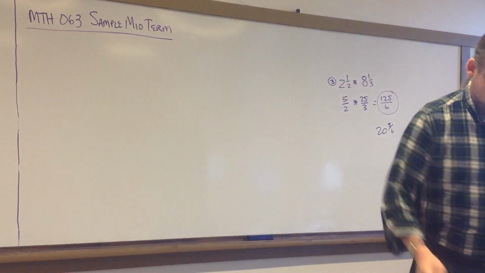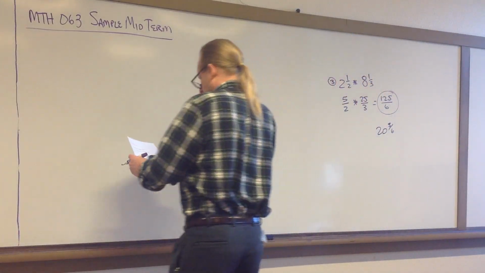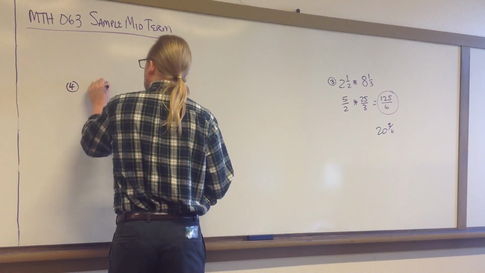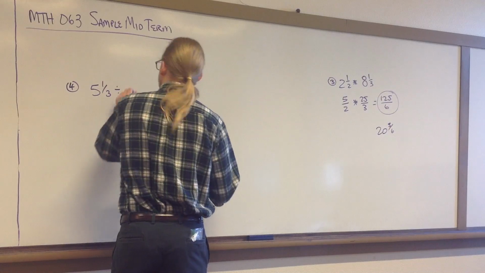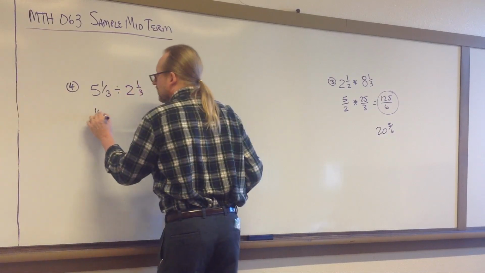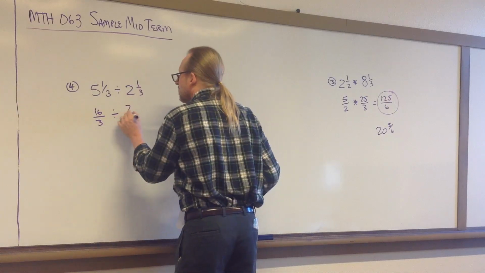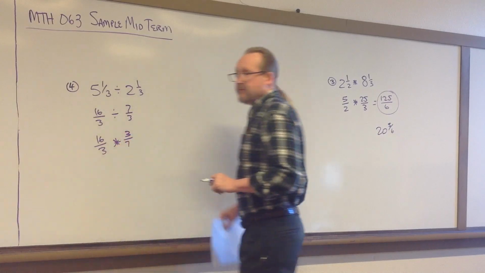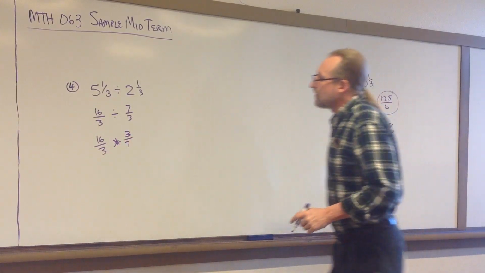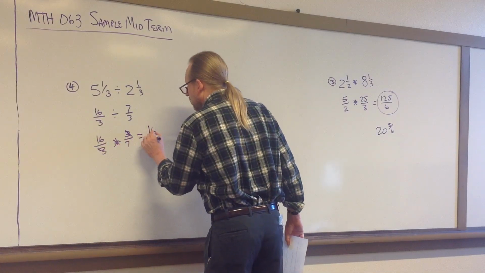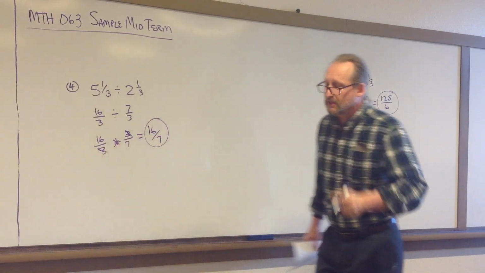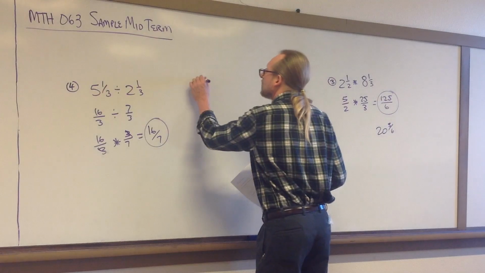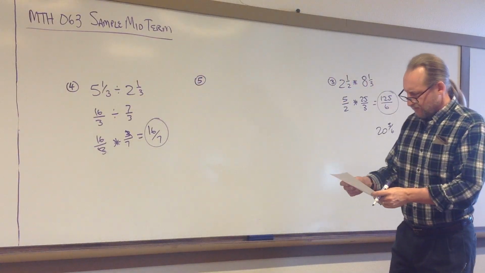All right, problem 4. These are division problems here. So 5 1/3 divided by 2 1/3. So this is 16/3 divided by 7/3. And if we want to divide by a fraction, then we need to multiply by the reciprocal. These two 3's cancel each other out, and we end up with 16 over 7. And you can leave your answer like that if you'd like to. That's 2 2/7, and you can turn it into a mixed number if you prefer.